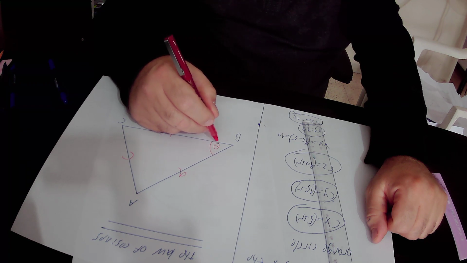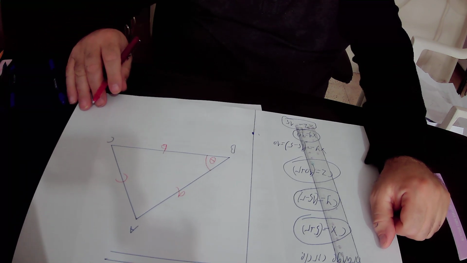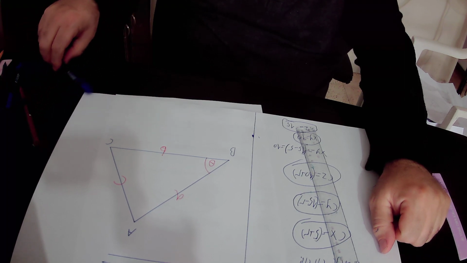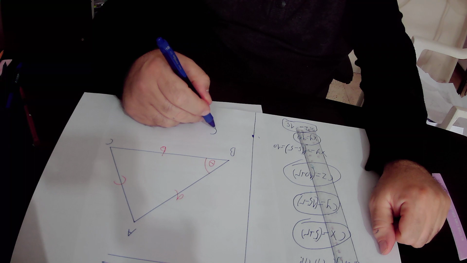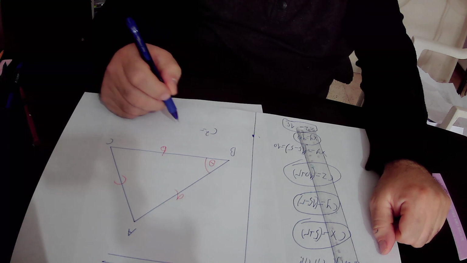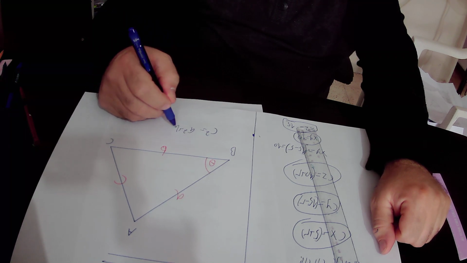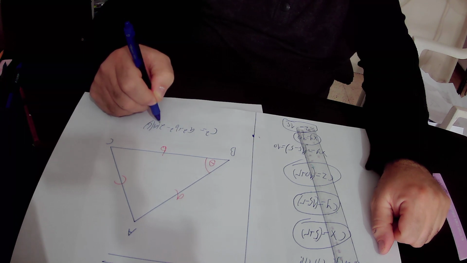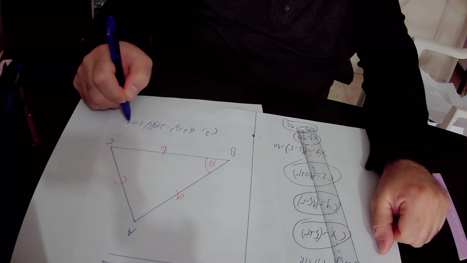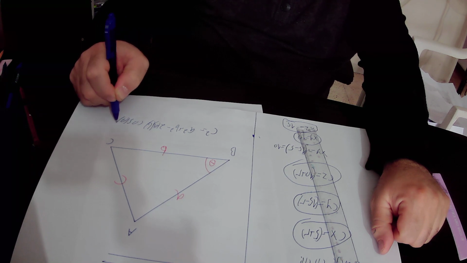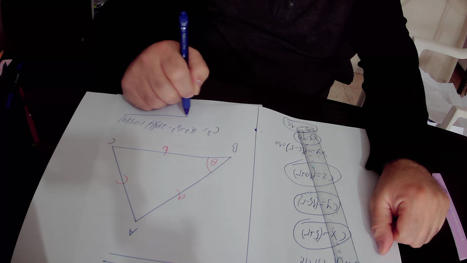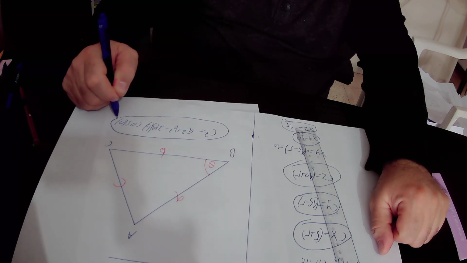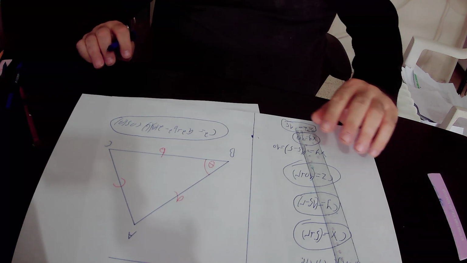So according to the law of cosines, C squared equals A squared plus B squared minus 2 times AB times cosine theta. And this is true in any triangle.